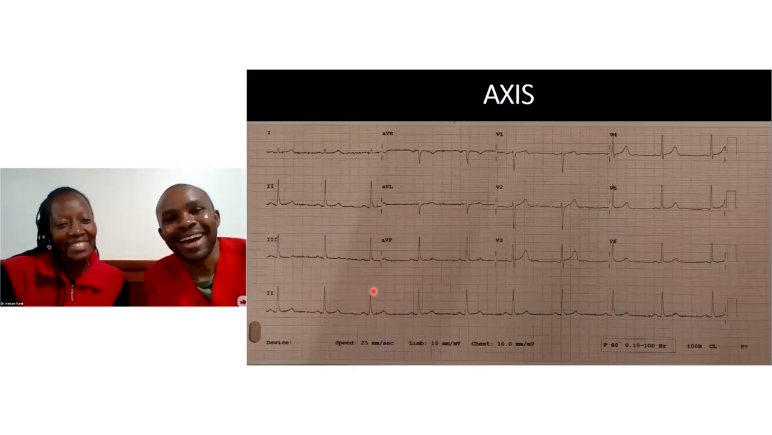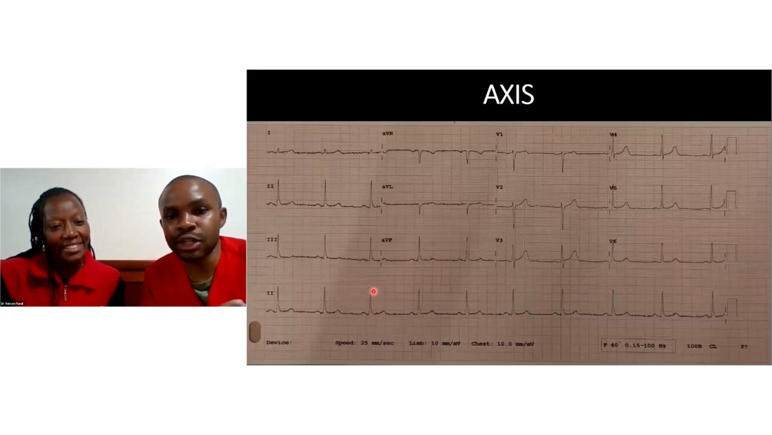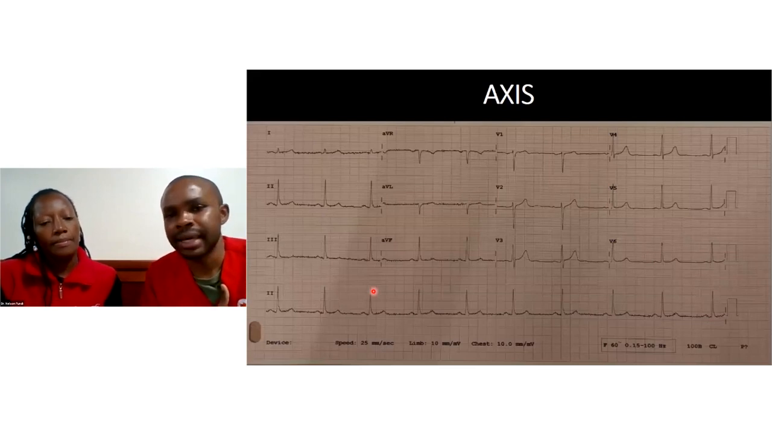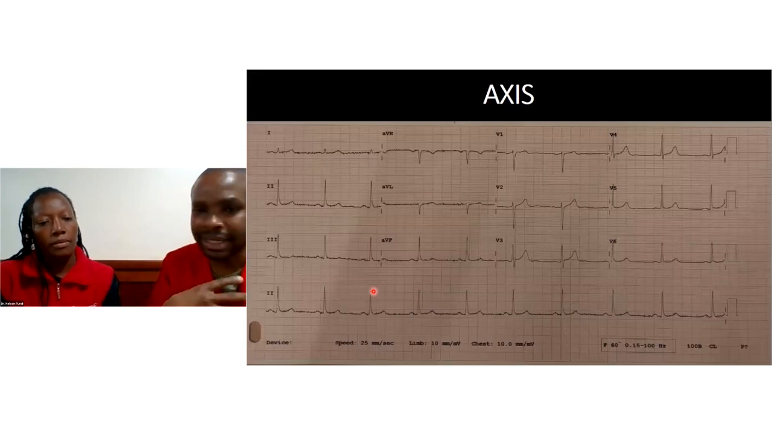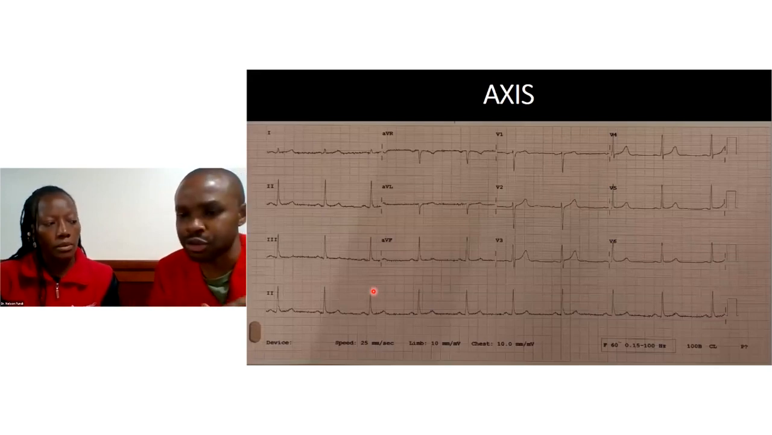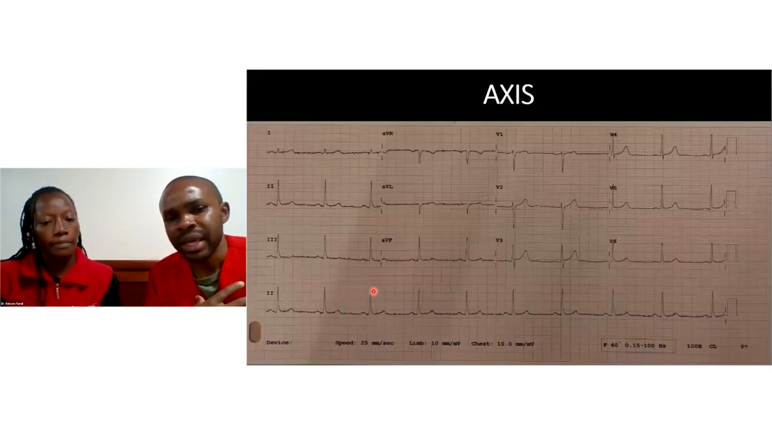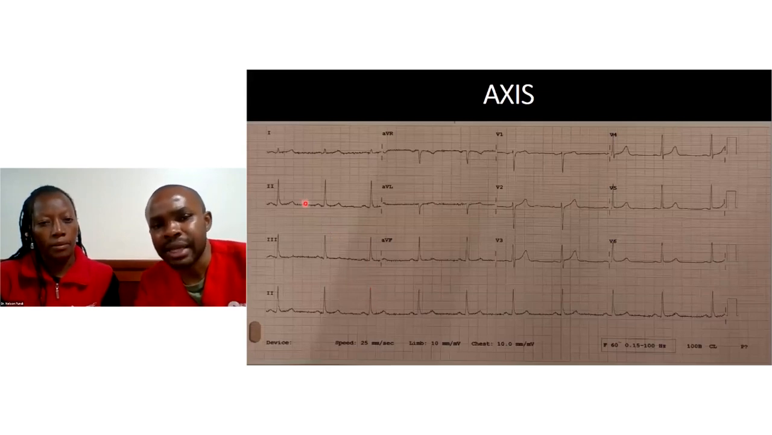All right. So the axis is essentially looking at the overall direction of the electrical current in the heart, and the electrical current flows towards the parts of the heart that have the most muscle, which tends to be the left ventricle. So, without making it very difficult, in a normal axis, the direction of the current is towards the left side. And if you are to use degrees, this would be around 30 to 60 degrees.